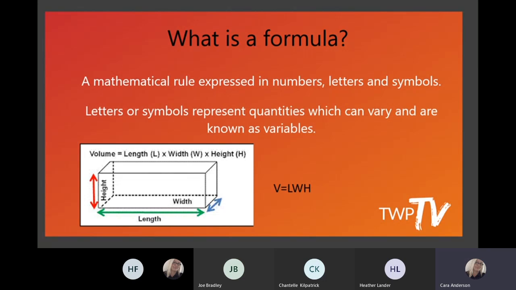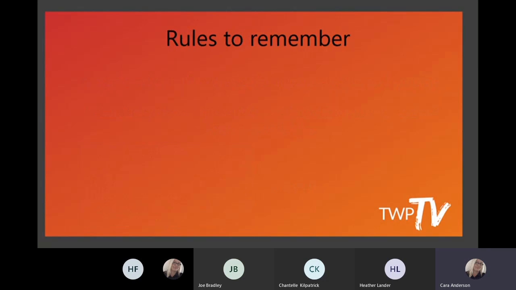Whatever comes before the equal sign is what you need to figure out. You'll never know that, because that's what you need to work out. So in this case, we need to know the volume. To know that volume, we need to find the length, the width, and the height. And they will have to give you all of those three measurements for you to be able to work out what that volume is. Okay?